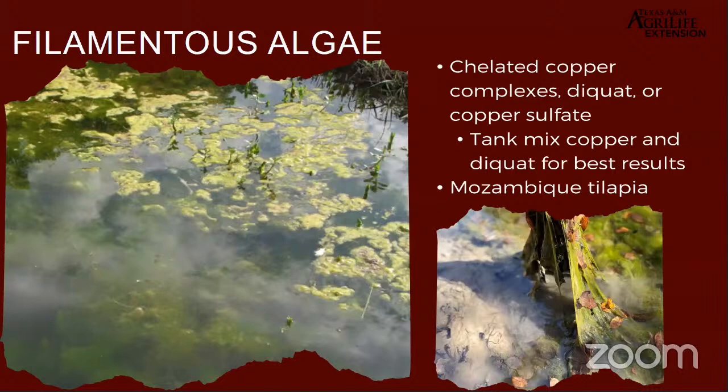And so we typically recommend, maybe not every year, but at least every other year if you're going to treat it, to tank mix copper and diquat for the best results. And so diquat will kill those remaining species. On top of that, as an extra precaution, after chemical treatment, filamentous algae will grow back. Once it's in your pond, it's always going to be coming back. You can stock Mozambique tilapia to keep up with any newly established filamentous algae.